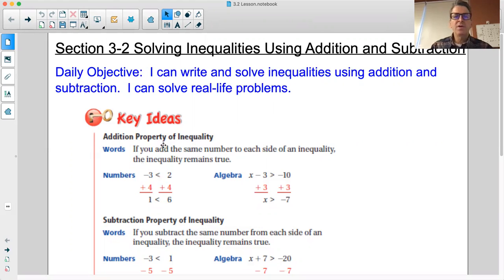The addition property of inequality basically says if you have an inequality and you add the same number to each side of it, the inequality remains true, similar to an equation. The subtraction property of inequality states, similar to an equation, that if you subtract the same number from each side of an inequality, the inequality remains true. Let's take a look at example 1.